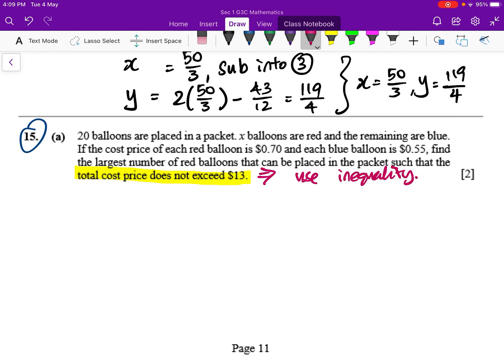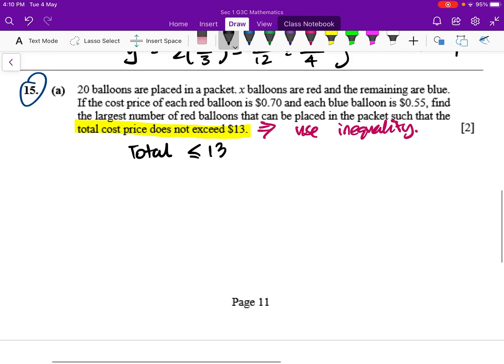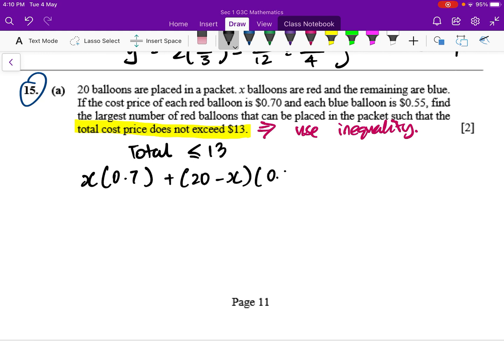Get your inequality sign: greater than, less than, greater than or equal to, less than or equal to. So let's get started. Total is less than, if they say does not exceed, then it can be 13. So then what is the total cost? Total cost is made of x red balloons, each of the red cost 70 cents, plus the number of blue balloons, which is given by 20 minus x, each blue costs 0.55. Now this is less than or equal to 13.